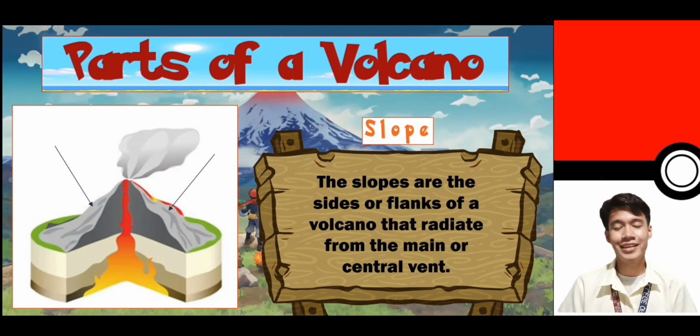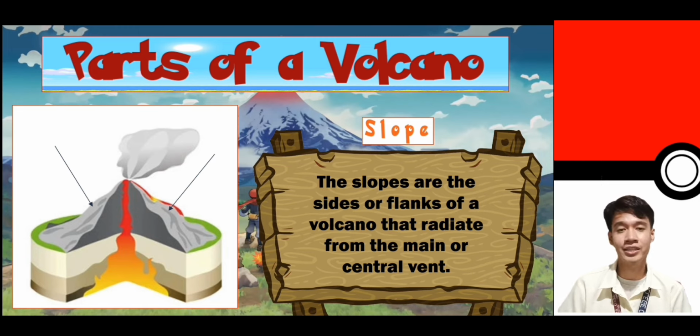The second one is slope. The slopes are the sides or flanks of a volcano that radiate from the main or central vent. Slopes vary in gradient depending on the intensity of the volcano's eruptions and the materials that are expelled. Explosive eruptions of gas, ash, and solid rock create steep slopes. Slow-flowing molten lava creates gradual slopes.